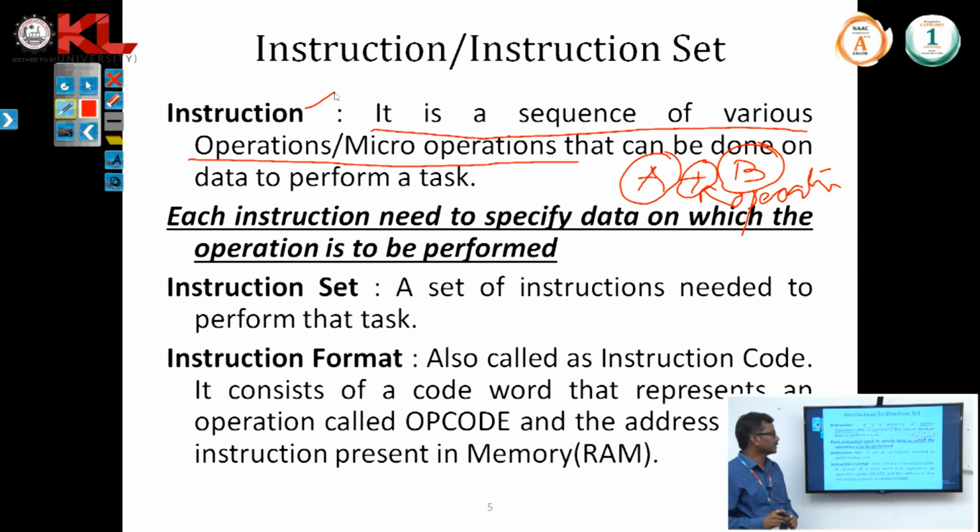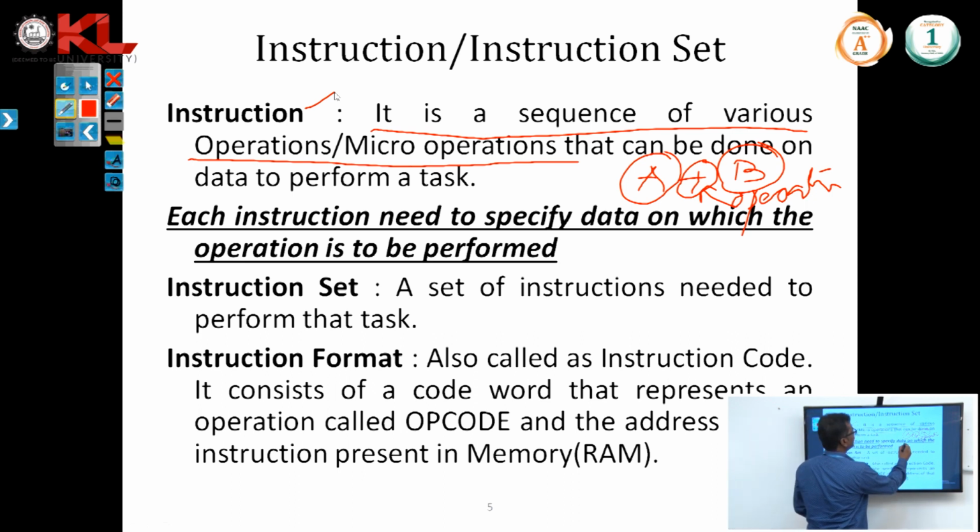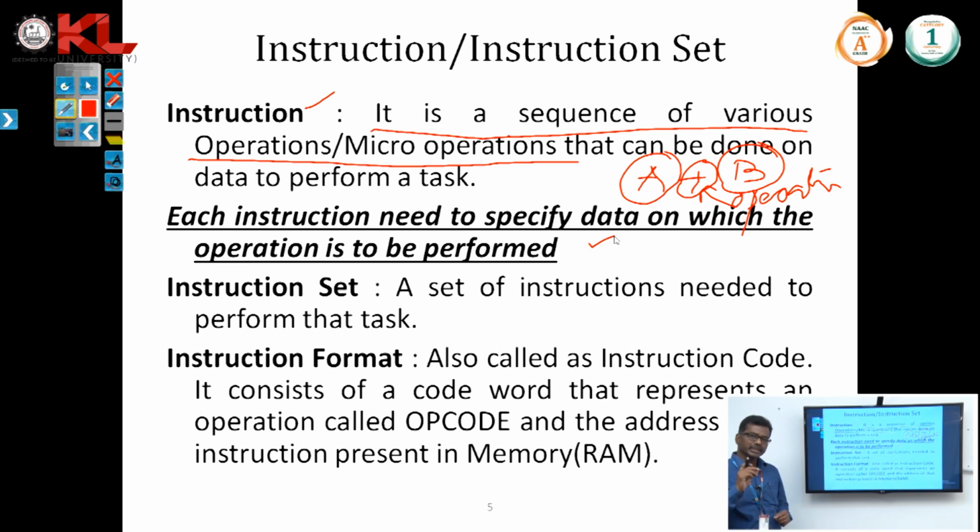Remember, each instruction needs to specify the data on which the operation is to be performed. For example, here we have seen A plus B. In this A plus B, A and B are called the data or the operands, and the addition is called the operation.